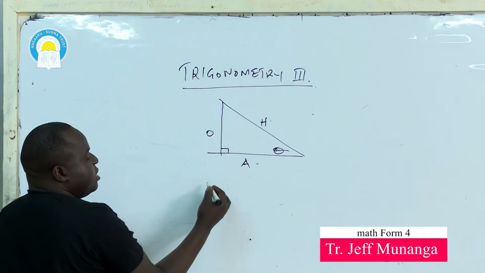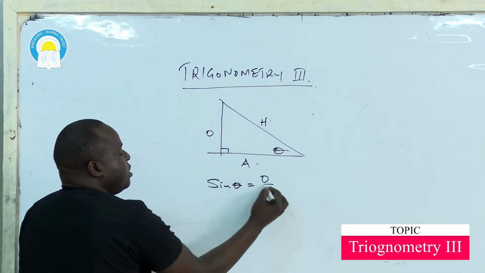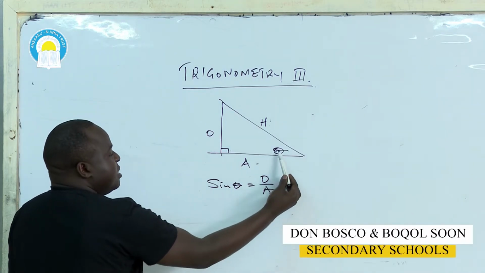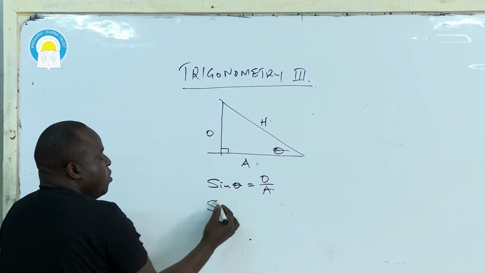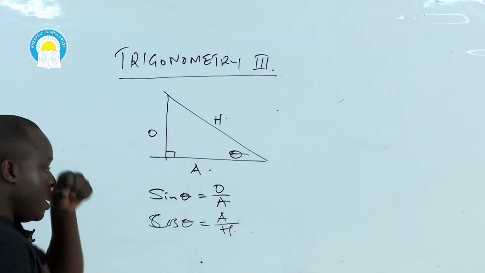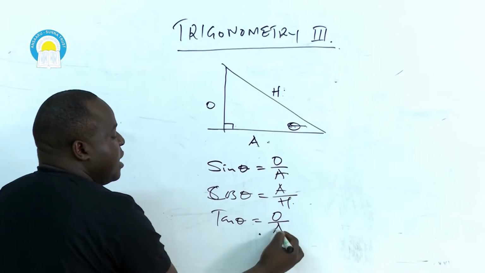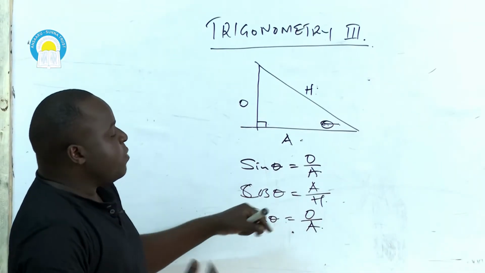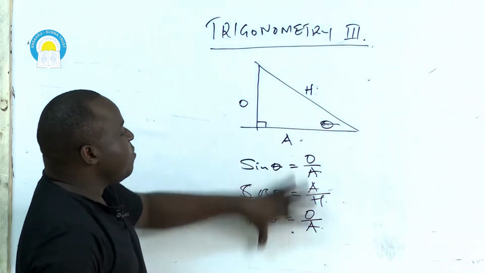You are told the three ratios, starting with sine. You had this relation, sine theta equals opposite over adjacent. It means the relationship is between theta, opposite, and adjacent. That's for sine. Cos theta equals adjacent over hypotenuse. Then there was tan theta, which equals opposite over adjacent. From your Form 2, you should know this in detail. I don't think as a Form 4 there is time to go very deep into this, explaining every part. You should have an idea of what I'm explaining about.